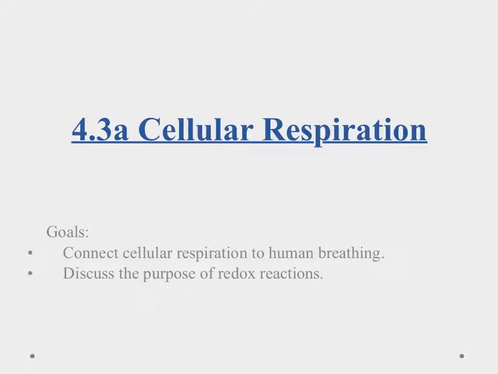In our video today we're going to connect cellular respiration to human breathing as we discuss what cellular respiration is, and then we'll go over the entire concept of a redox reaction with you.